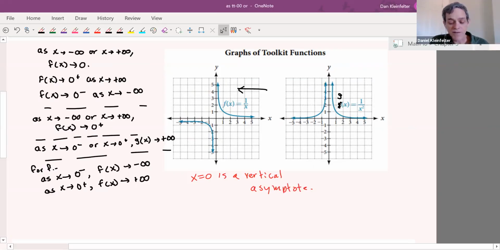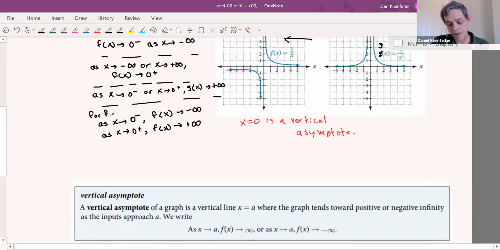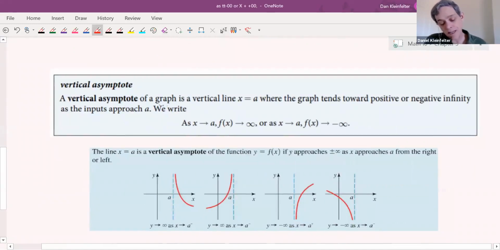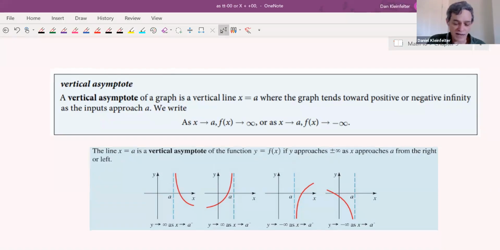Vertical asymptote. That's a vertical line that as x gets close to, the f of x either increases or decreases without bound. Okay, so the definition from our book: a vertical asymptote of a graph is a vertical line, so its equation looks like x equals a constant, where the graph tends towards either positive or negative infinity as the inputs approach a. So we write as x gets close to a, f of x approaches infinity, or as x gets close to a, f of x gets close to negative infinity.